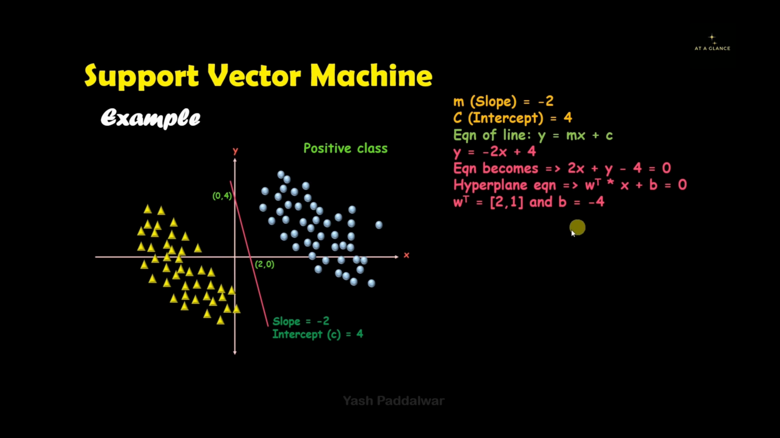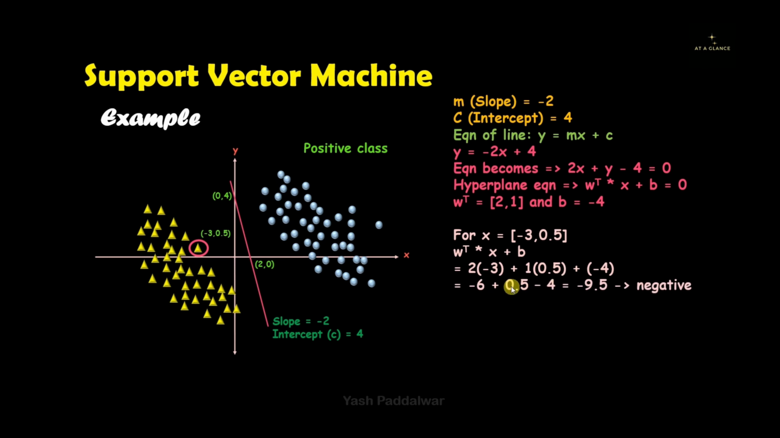So similarly, we'll now test it for the data points which lie in the class of triangles. So let's consider this particular triangle data point which has the coordinate minus 3, 0.5. So in this particular case, our X will be minus 3, 0.5. Now we need to consider the same expression W transpose multiplied by X plus B. You can see W transpose first term is 2 and X first term is minus 3. So 2 multiplied by minus 3 plus the second term in W transpose is 1, the second term in X is 0.5. So 1 multiplied by 0.5, and next is the bias term which is minus 4. So when you compute all this you will get minus 9.5 as the answer, which is negative.